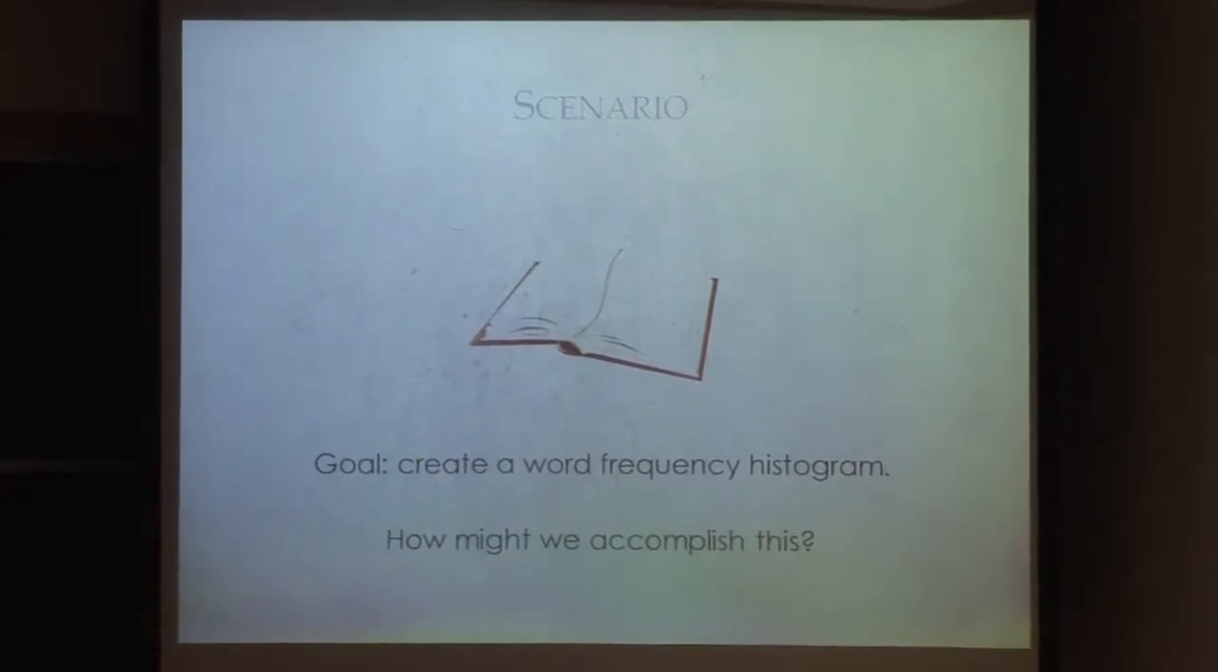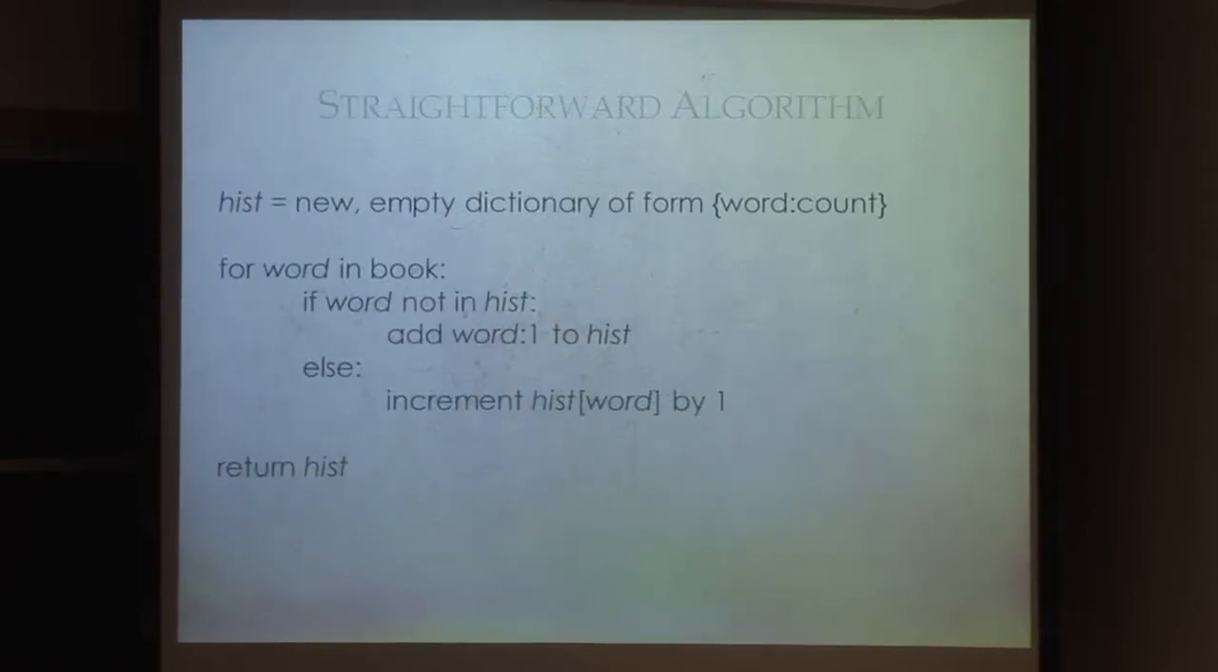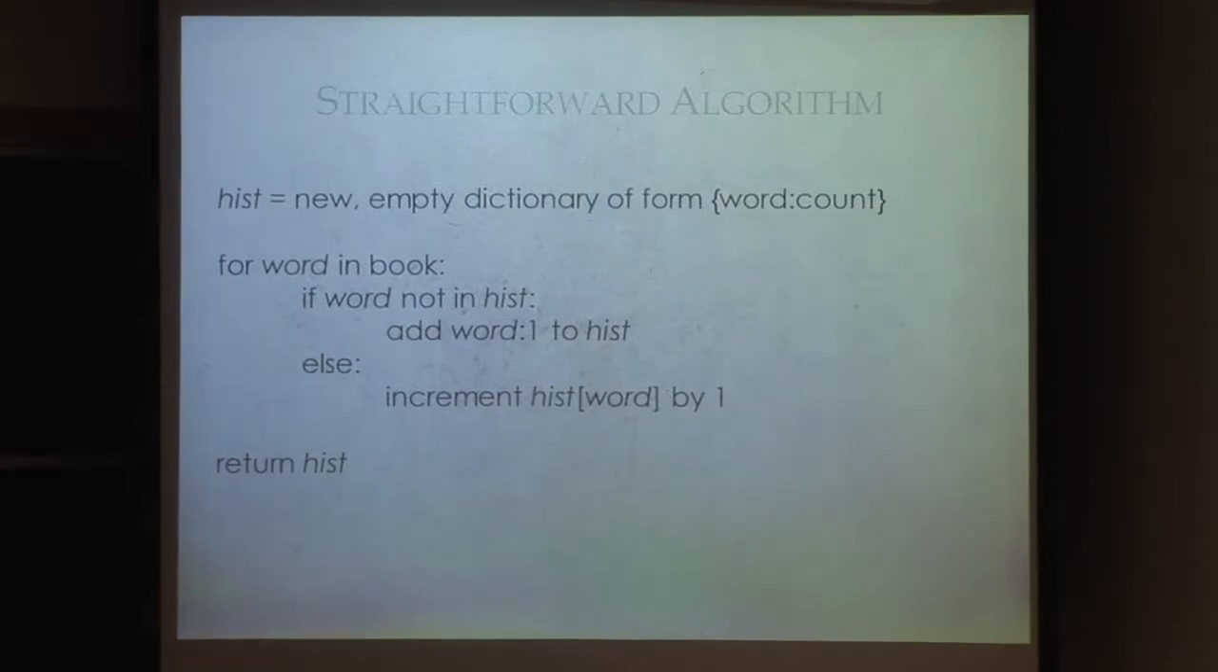Well, in computer science, there would be a very simple algorithm that we could go about making that simply counted every word in the book. And if we hadn't seen the word before, we would initialize the count to 1. And if we had seen the word before, we would increment the existing count by 1. And that's fairly straightforward. But if we have a lot of data, this might not work out so well.